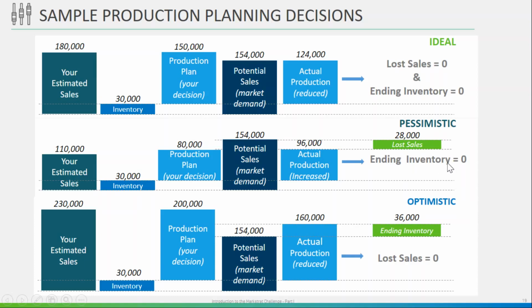So you have ending inventory of 0, which is good. There's no holding costs, but you lost the potential value of 28,000 in sales.